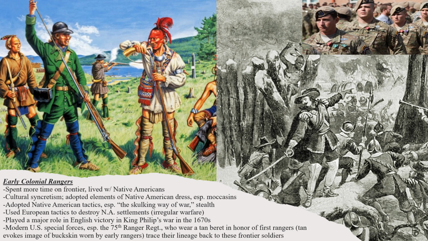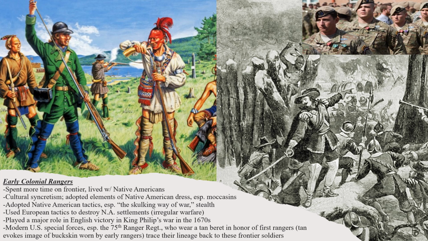They adopted elements of Native American dress, especially moccasins. Moccasins were much more comfortable than the hard leather shoes worn by the average Euro-American colonist. Keep in mind that left and right shoes aren't going to become common until the American Civil War. So soft leather moccasins are much more comfortable. They're also much quieter, once again helping what was called the skulking way of war.